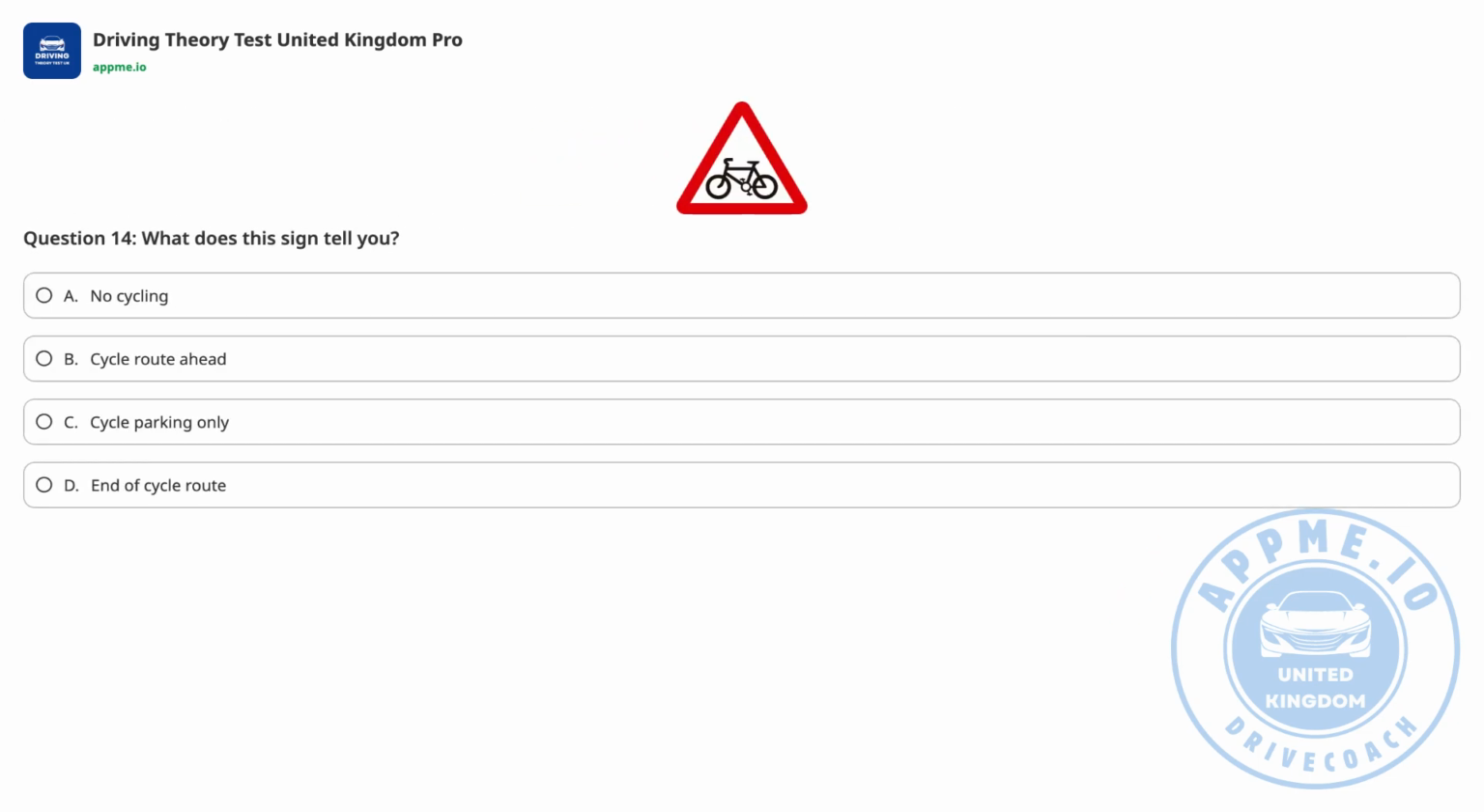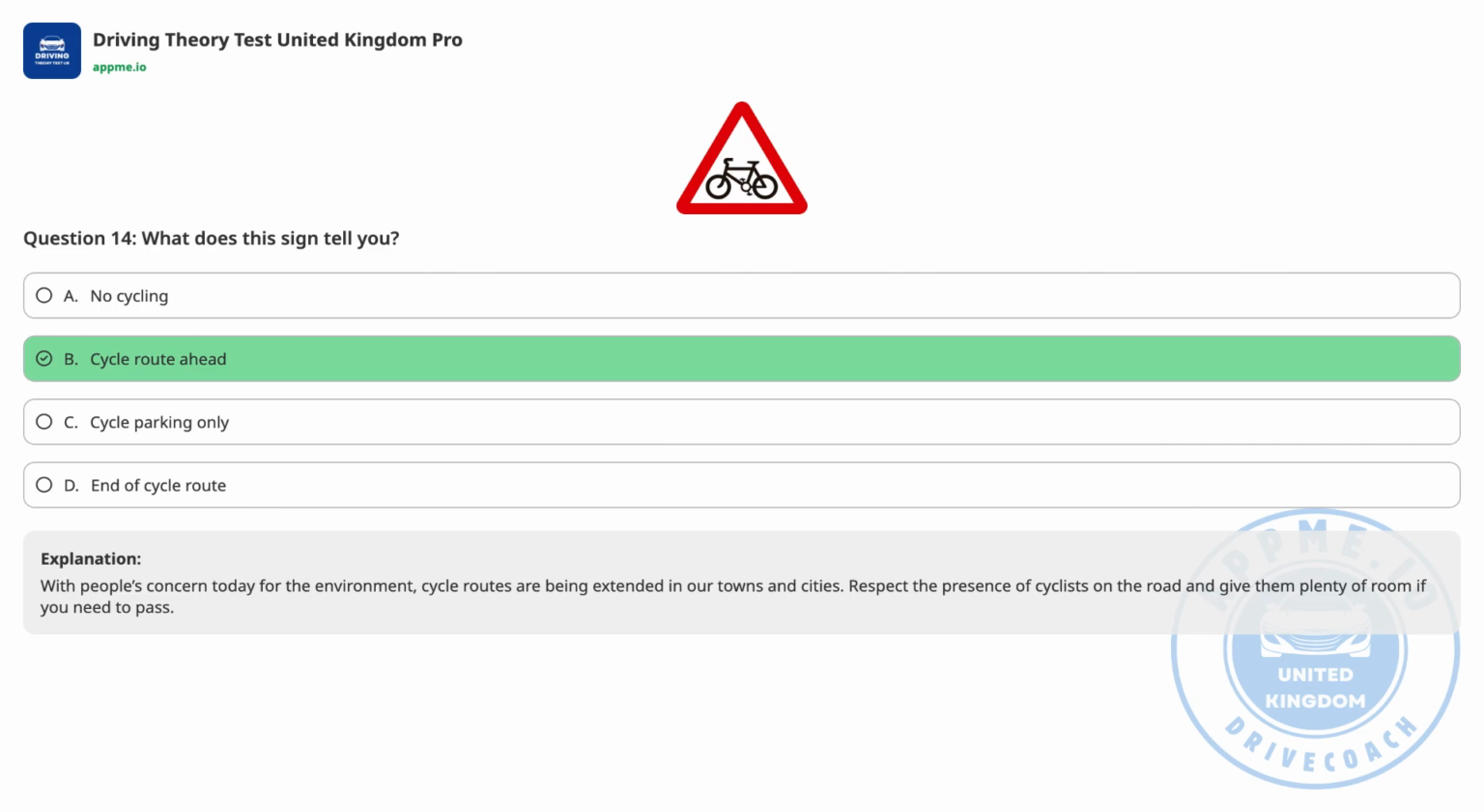Question 14. What does this sign tell you? A. No cycling. B. Cycle route ahead. C. Cycle parking only. D. End of cycle route. The correct answer is B.